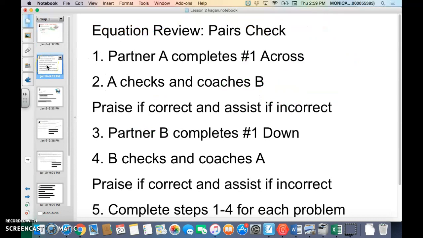All right, the next thing we're going to do is, if you were in class, we partnered up, and partner A completes number one across, and then B is coaching, and then player B completes the down activity. So you can choose whether you want to complete across or down, one or the other. This is on page 5 in your packet, and basically you're just solving equations. If you're struggling, like for example, the first one is 8y equals 192, so you're just going to divide both sides by 8 to figure out what y is.